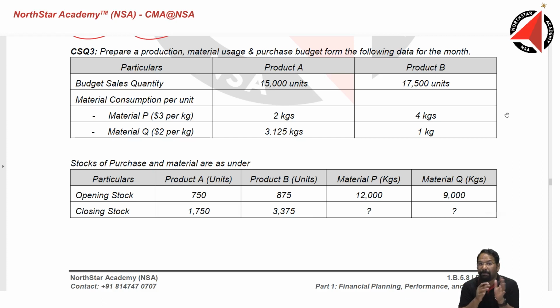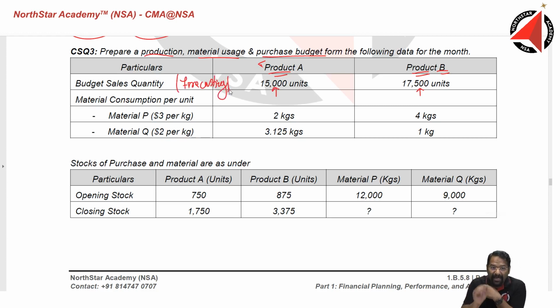Prepare a production budget, material usage budget, and purchase budget from the following data for the month. Particulars, product A. Product A means what? Is it finished goods or raw material? Product means finished goods. Product B, finished goods. Okay, very good. So sales budget is already given. How did the company ascertain sales budget? Forecasting. We are going to learn this chapter, forecasting techniques. Material consumption budget is given.